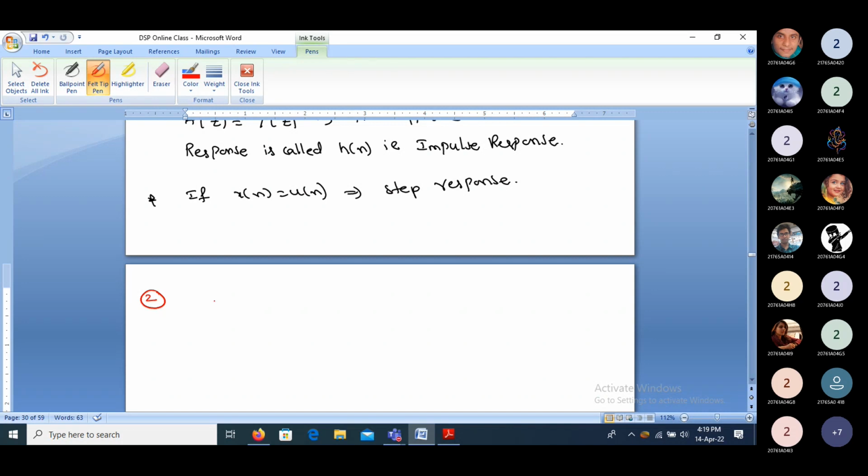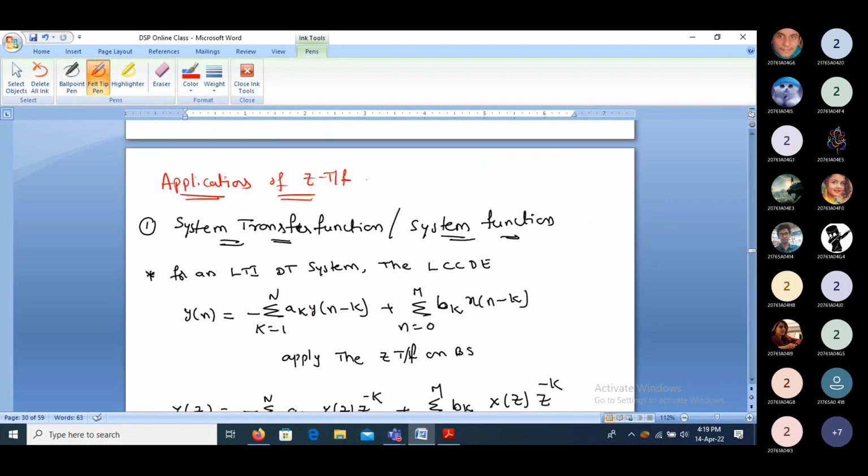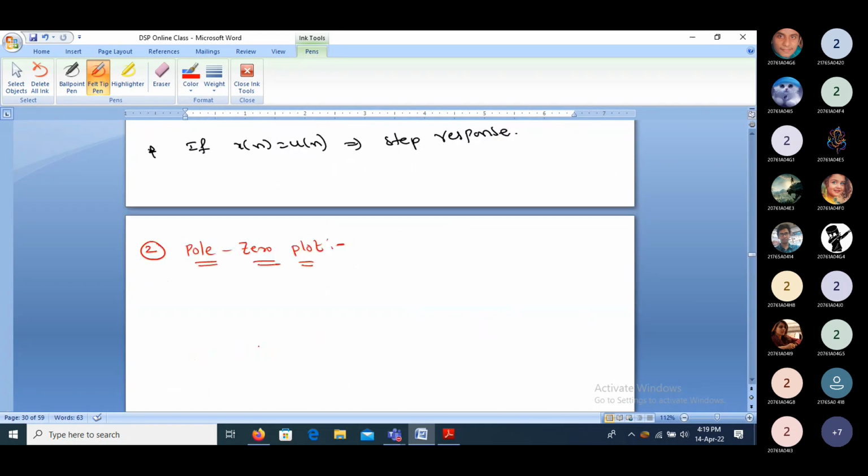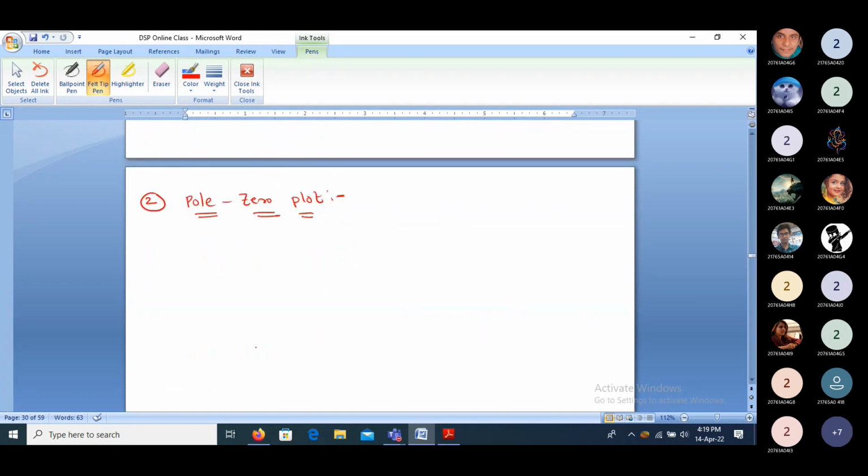Okay. So the next case is the pole zero plot. The first application is how to find the system transfer function. The second one is the pole zero plot. After getting the system transfer function, which is in the form of n of z by d of z, we can calculate the poles and zeros. I think all of you know this one.